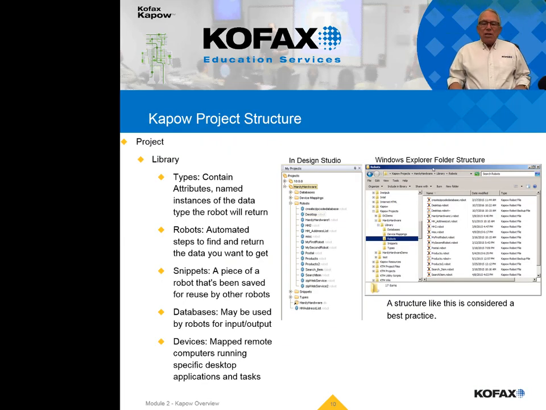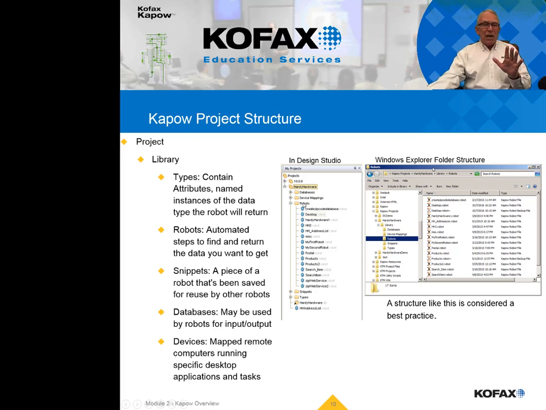A Kapow project, which you construct in Design Studio, for every project there will be a folder called Library. Now, you will not see that in Design Studio. What you see in Design Studio is a structure that looks like this screenshot I have toward the middle of my page. So what we see at the top level here is the name of my project. This one happens to be called Hardy Hardware. And then underneath it, I have put a folder structure.